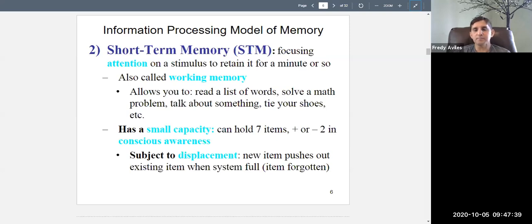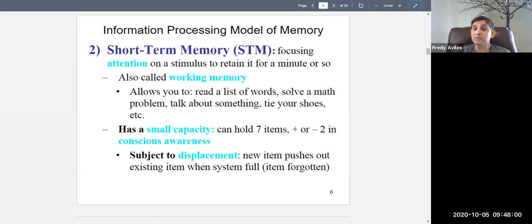If your memory's a little bit better, plus 2, you can remember about 9 different numbers. If your memory's a little bit worse, minus 2, you can remember about 5. That's the reason why phone numbers, by the way, have 7 numbers, because they know that that's about how many numbers people can remember without having to write it down, okay?